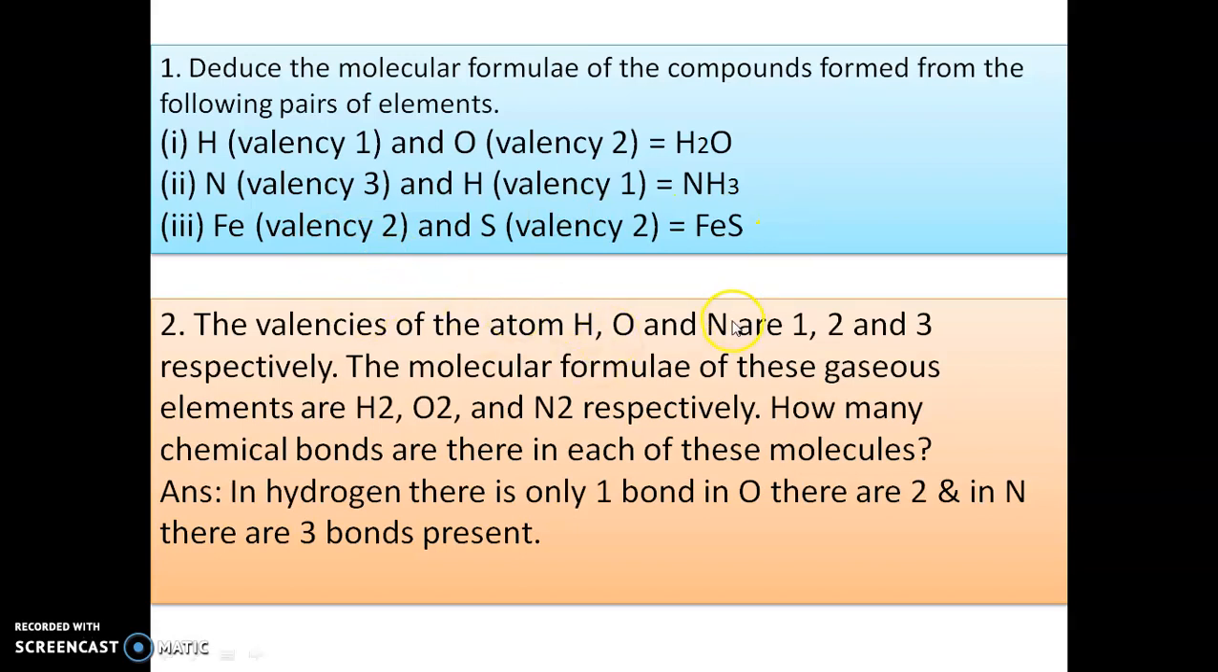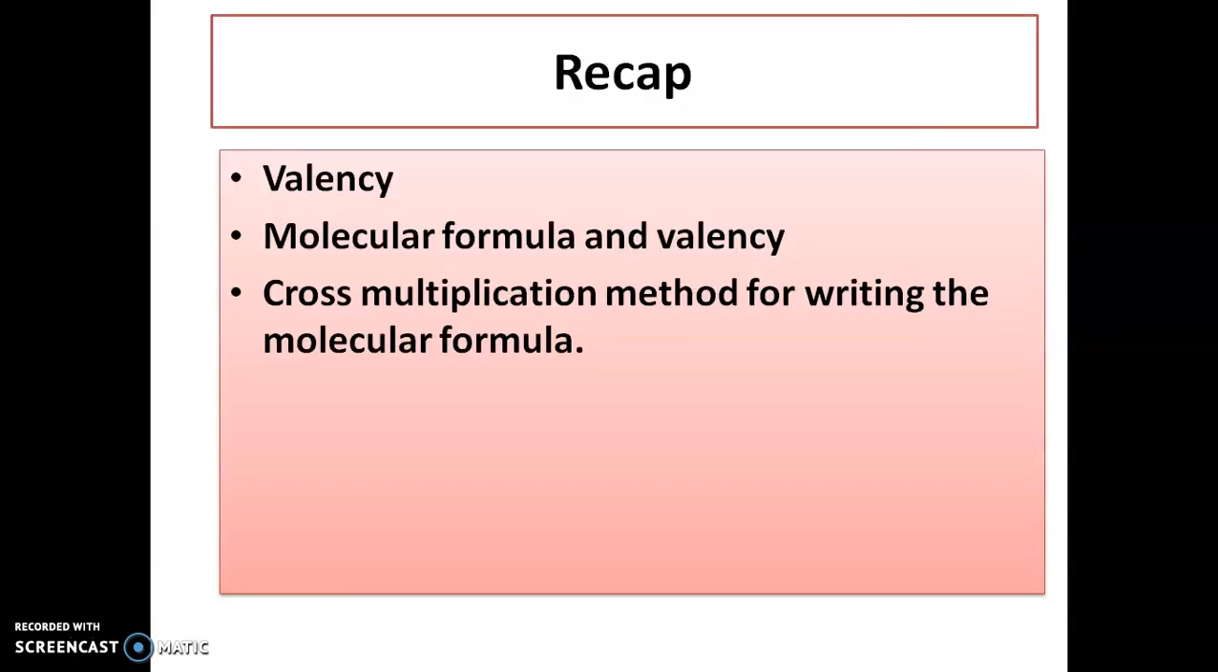And here the valencies are given to us as hydrogen 1, oxygen 2 and nitrogen 3. So how many bonds is each going to form? This also I already explained to you. The number of valency, that many bonds it is going to form. So hydrogen valency is 1, so hydrogen will always form 1 bond. Oxygen, the valency is 2, so it will always form 2 bonds. And nitrogen, the valency is 3, so it will always form 3 bonds.